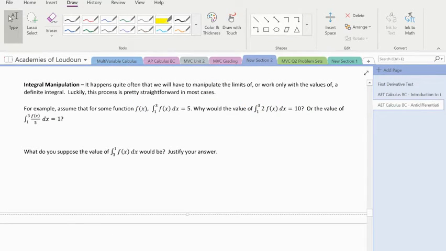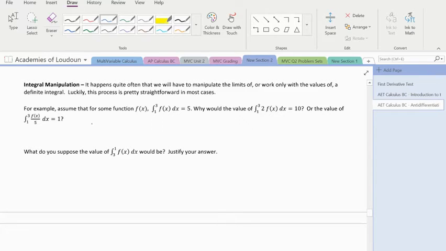Okay, so it happens quite often that we need to manipulate the limits of, or work with only the values of, a definite integral. Luckily, this is fairly straightforward in most cases. So, for example, assume for some function f of x that the integral from 1 to 3 of f of x is equal to 5.